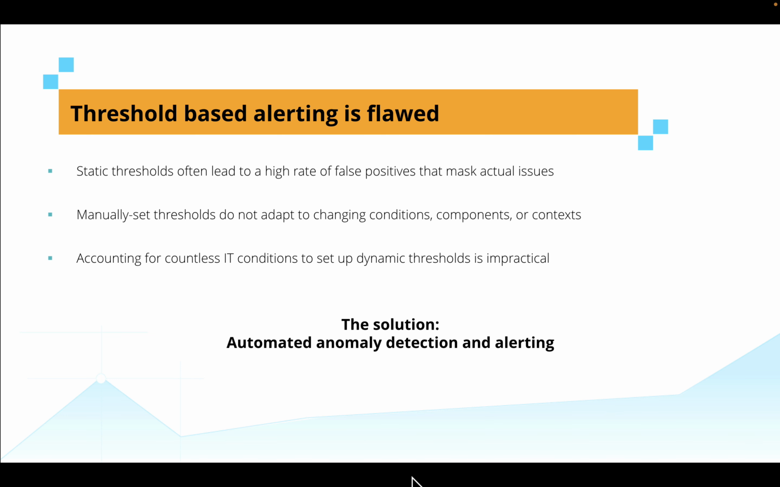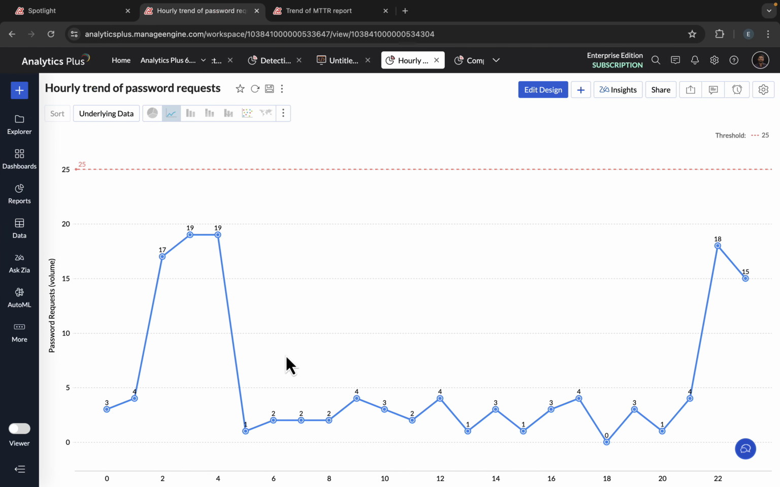So to see this in action, let's take the case of this trend of password requests raised by privileged access accounts. The analysis outlines the number of password requests raised by high priority privileged access accounts per hour. You can observe clearly from the analysis that throughout the day, the number of password requests has never breached the preset threshold values. But let's set up automated anomaly detection and see if this holds true.